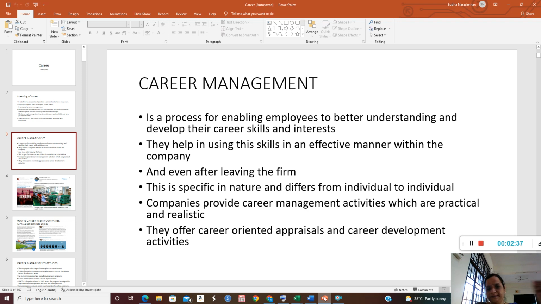If companies are not providing the scope, you will not be able to get a talented workforce. You will not be able to get many applicants. So it's important that organizations develop career activities, which is said to be the main thing.